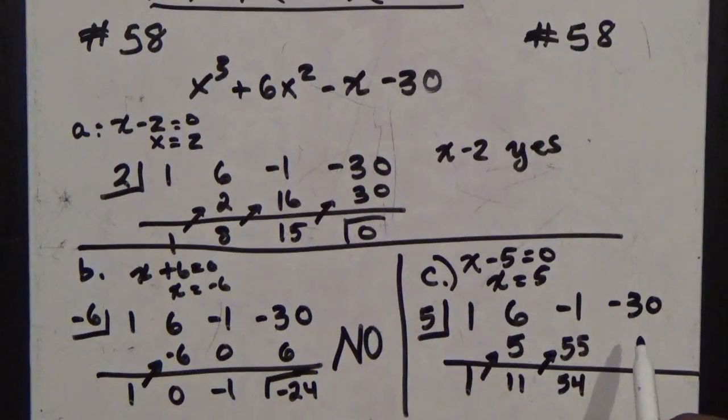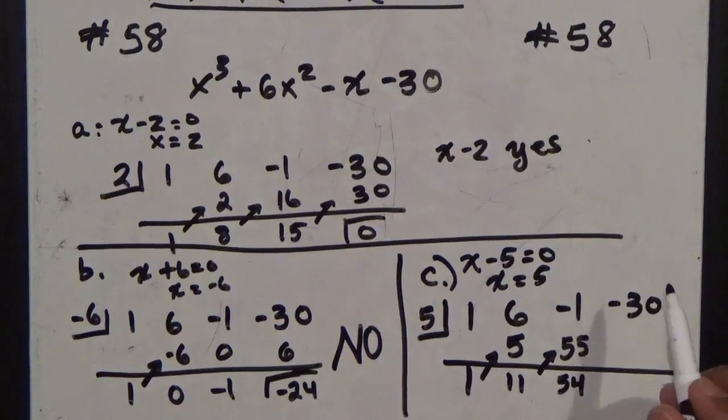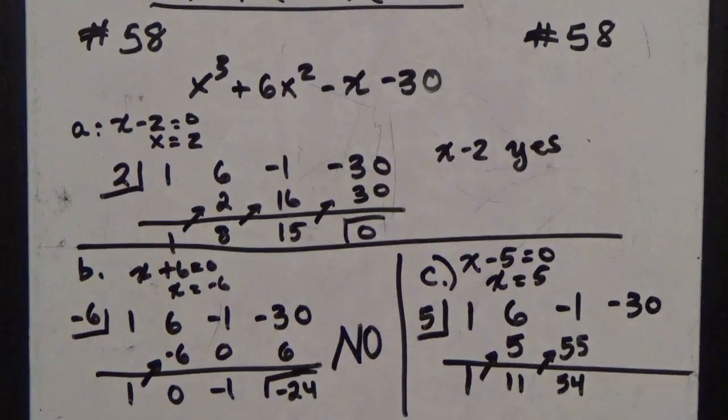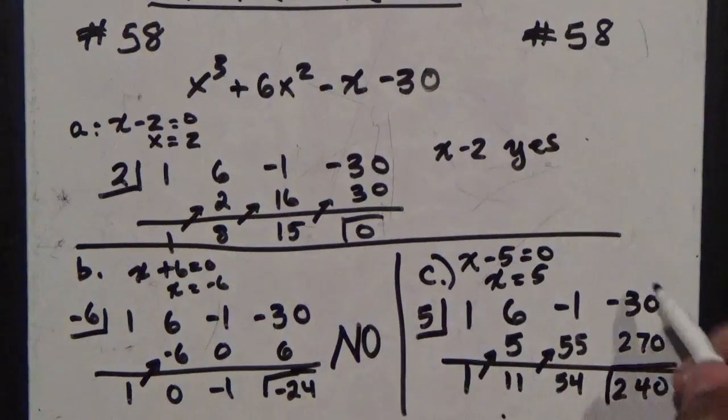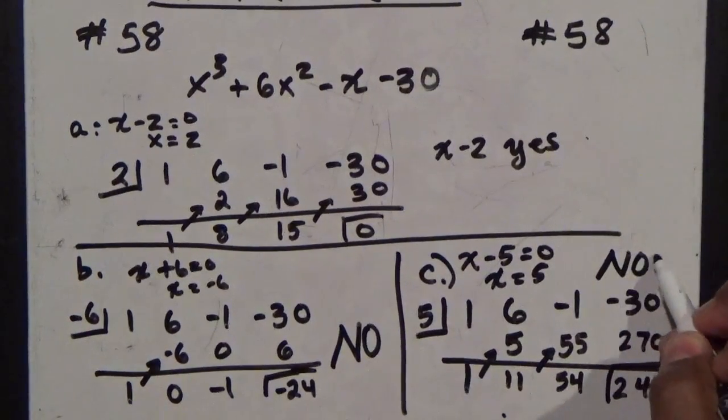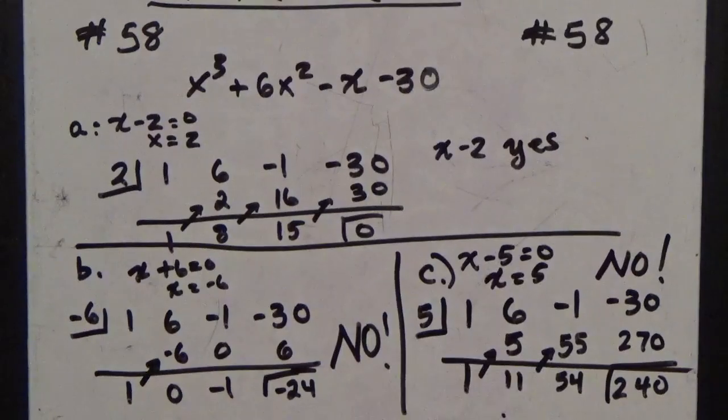Multiply, that gives me what? No, what's 5 times 54? Alright, 270. Add, that gives me 240. And my remainder is 240, so x minus 5 is not a factor. Not, or no. Alright, we keep going.